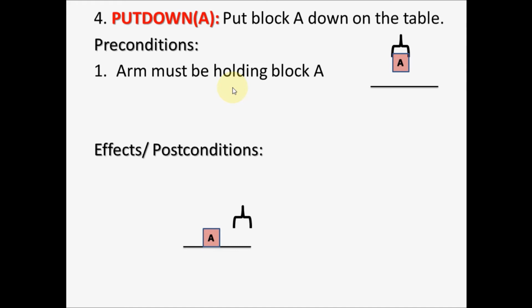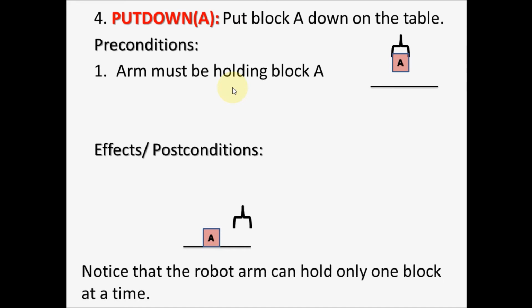Okay, unstack, stack, pickup, put down. But to also represent these preconditions and post conditions, there have to be some more predicates, right? Also, you notice that the robotic arm can only hold one block at a time. This is an assumption that we are making. Now, we will require some supporting predicates to represent preconditions and post conditions.